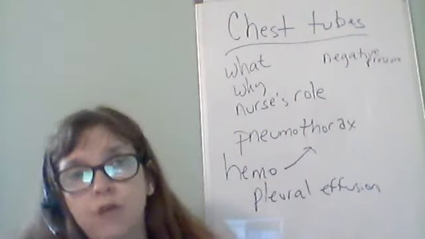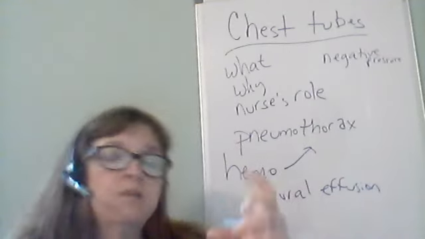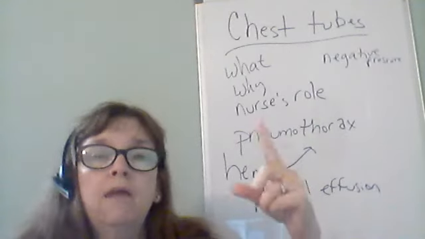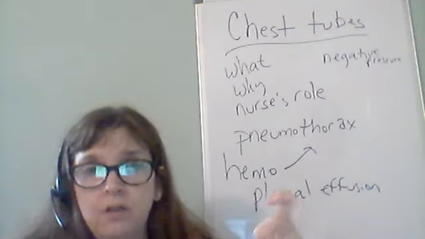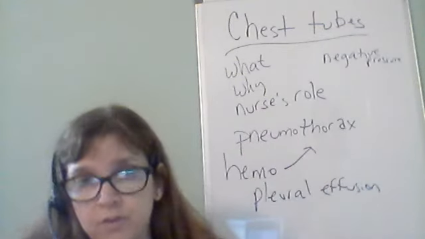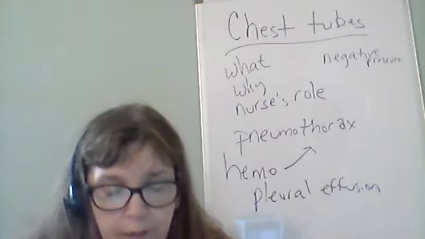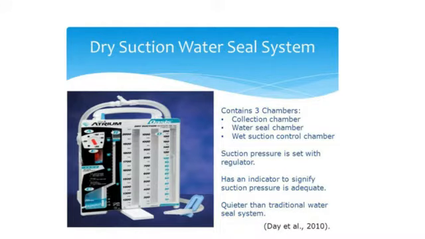The other type is dry suction. On that device, and you'll see a picture here, there is a dial of suction, so you set the dial to the specific amount of suction. Any kind of device like that has a way of measuring the amount of drainage, and both of those devices have the water seal for the air to escape. The only difference is how the suction is controlled.